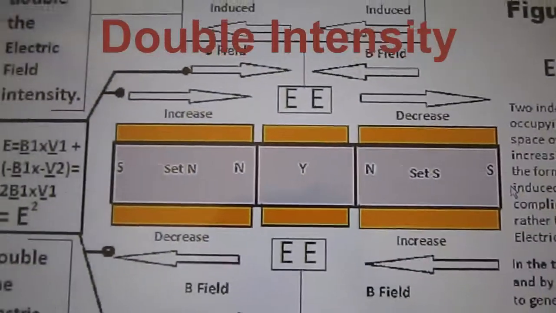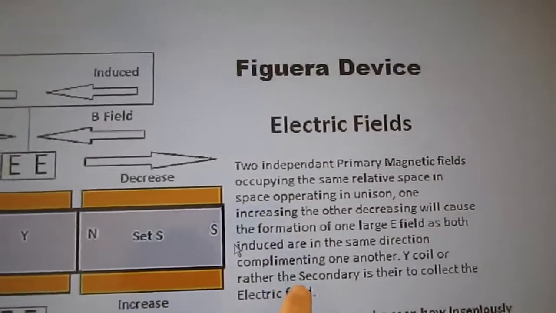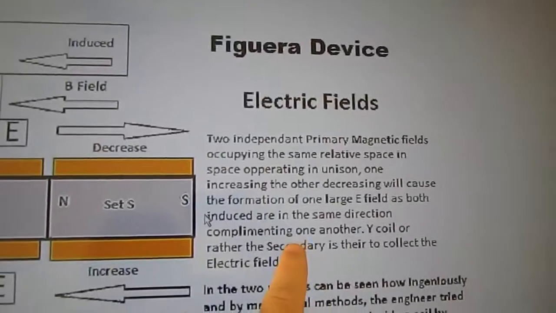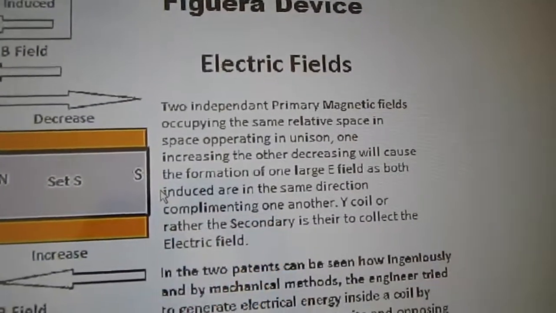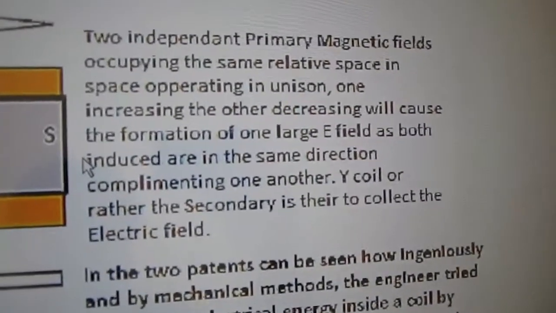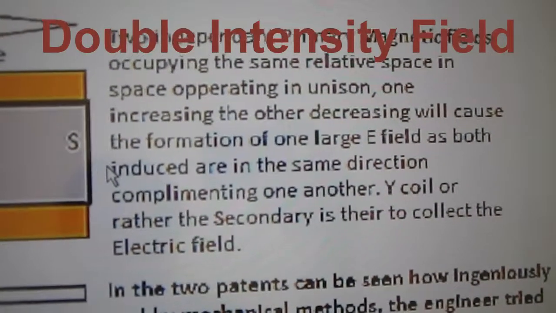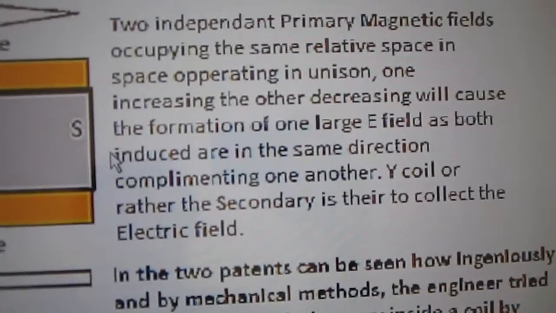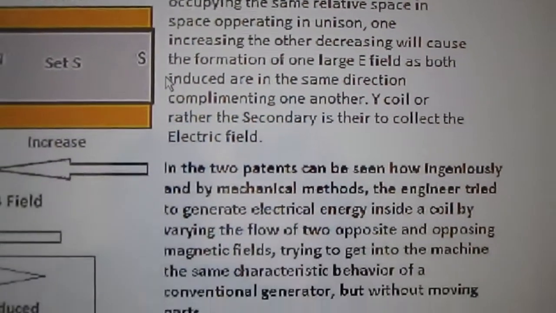And this graph right here is well over 2 years old. 2 independent primary magnetic fields occupying the same relative space, operating in complete unison. One increasing, the other decreasing, will cause the formation of one large E field as both inductances are in the same direction, complementing one another. The Y coil, or rather the secondary, is there to collect the electric field.